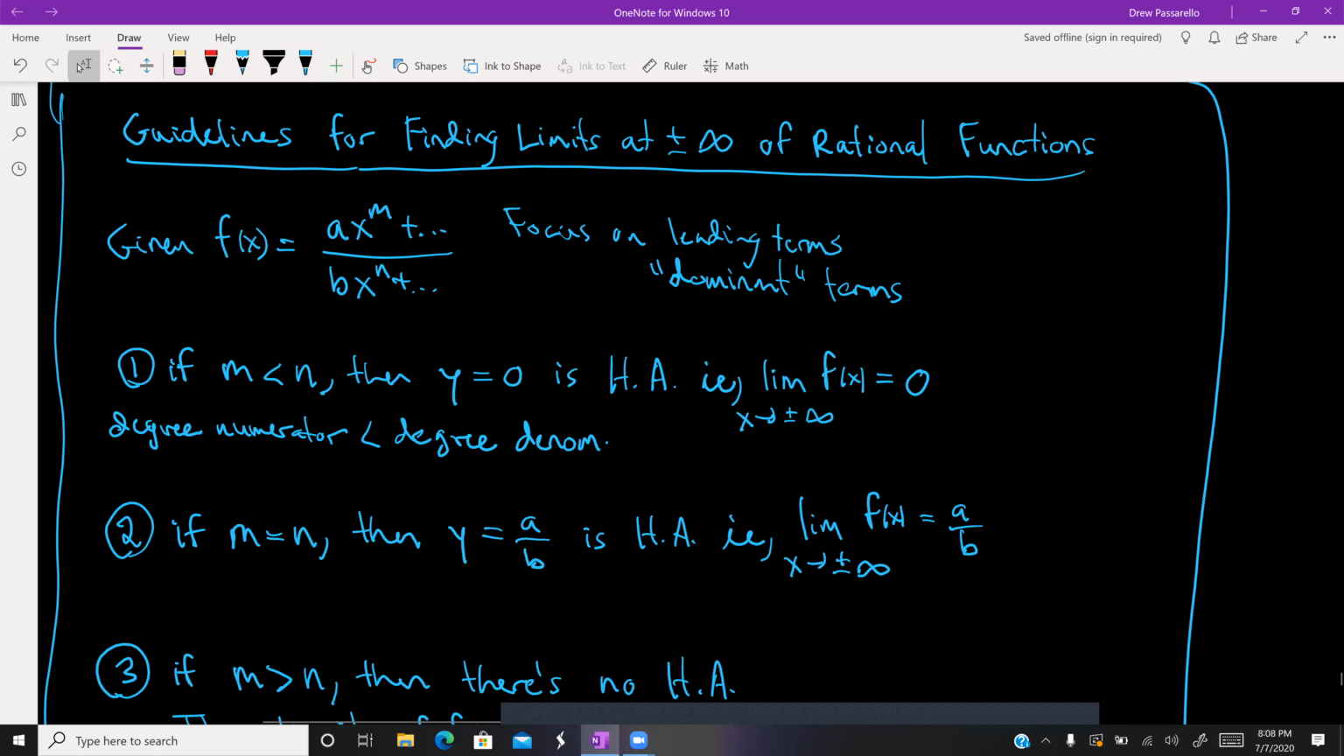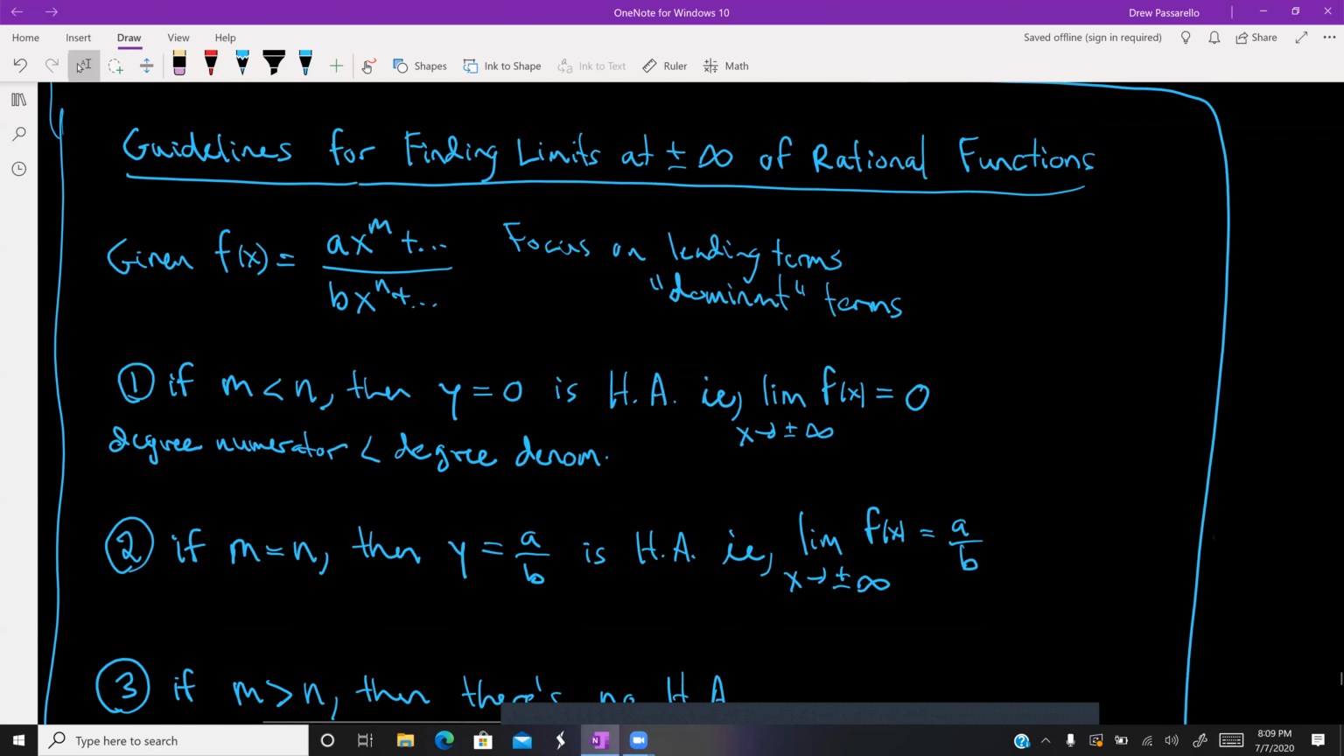Now, if the degrees, so the leading terms' exponents, are the same, then you just take the ratio of the coefficients for the leading terms. And so you're going to have y equals a divided by b as the horizontal asymptote. So the degrees are the same, then it's y equals a over b.